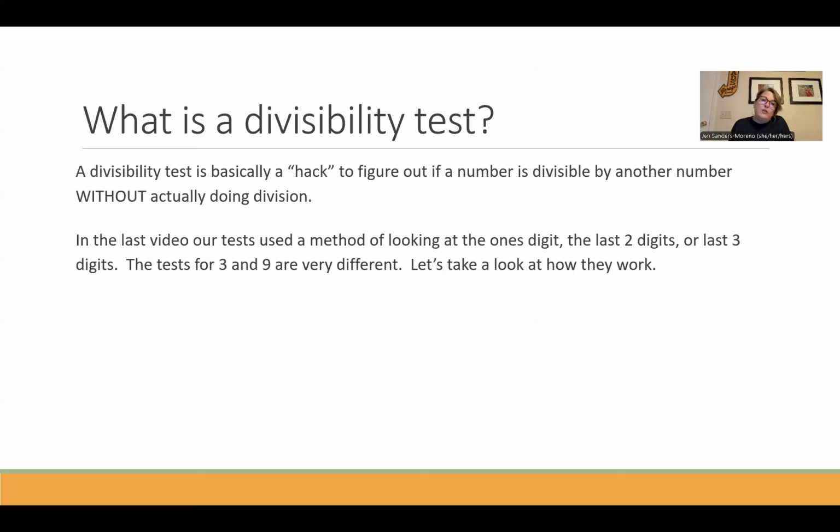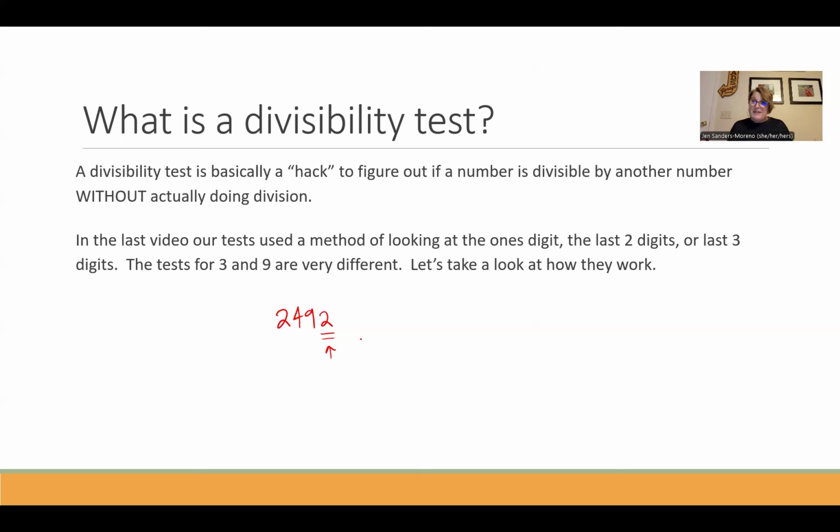So we learned last video about looking at the ones digit for the divisibility test for 2. For example, the number 2,492 is divisible by 2 if you look at the ones digit and it has to be even or 0. Okay, so that was the divisibility test for 2. And there was one for 5, 10, 4, and 8.